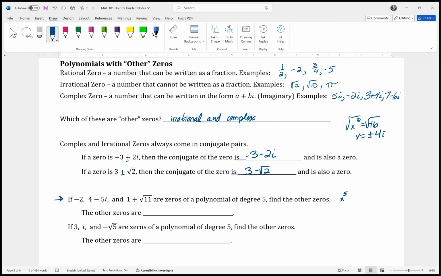How do I know that? Because this -2 is rational. It doesn't have a pair. Okay, but what about this 4 minus 5i? Its pair would be 4 plus 5i.